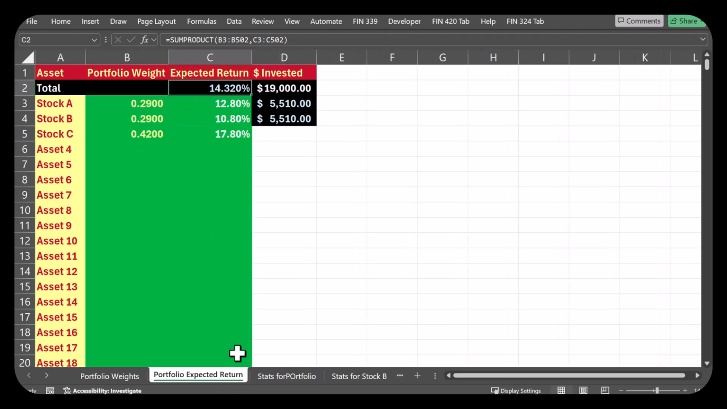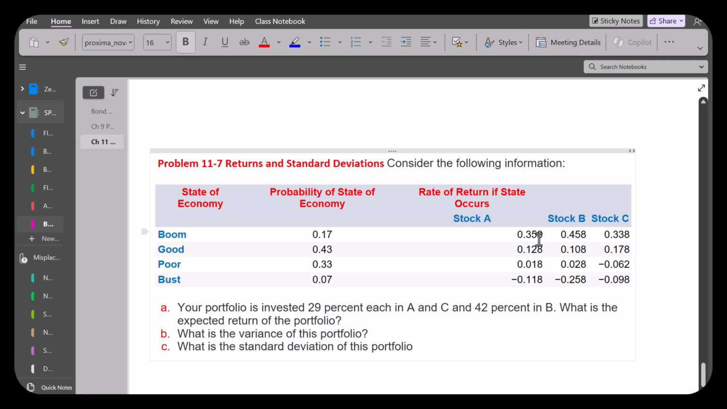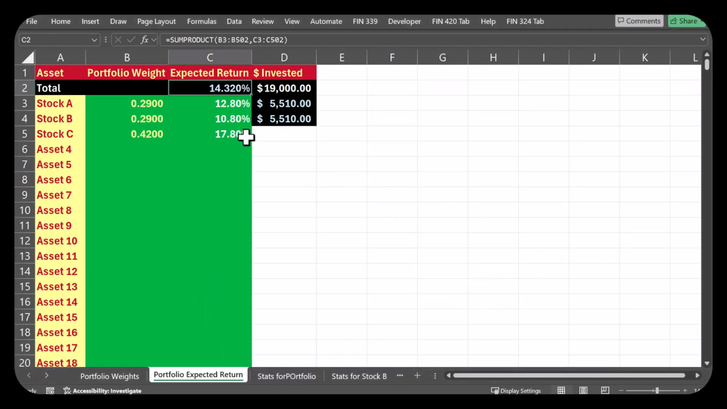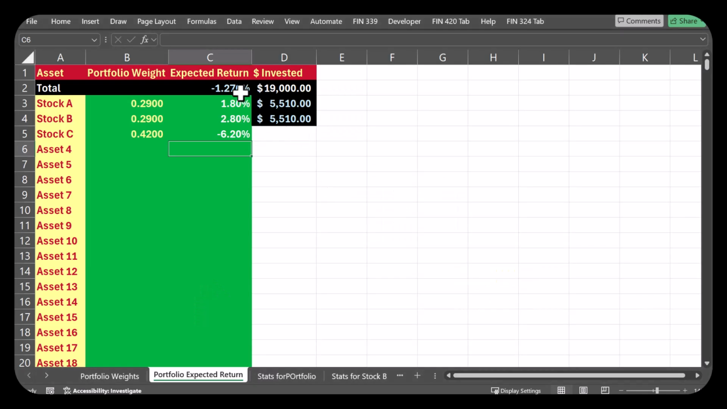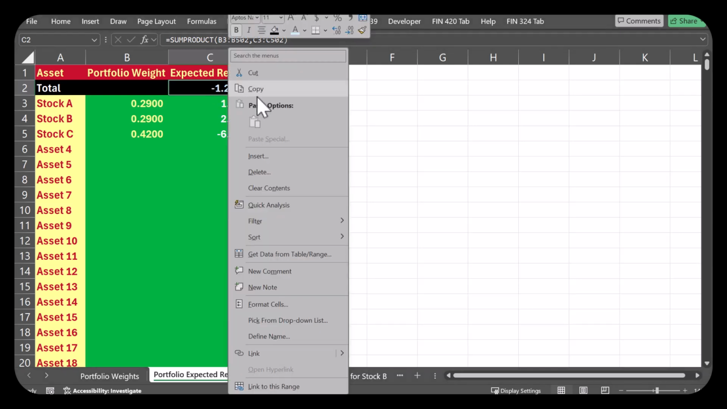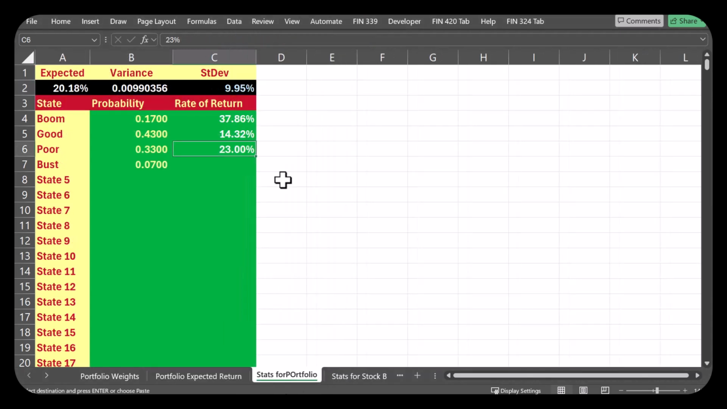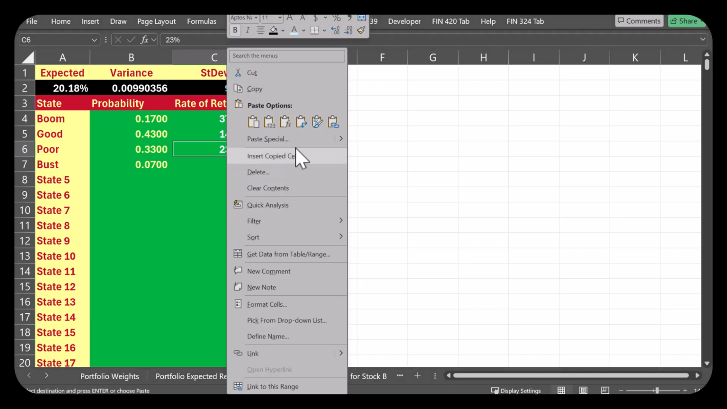Let's do the same thing for the poor case. 1.8, 2.8, negative 0.062. Let's make sure we got it right. Hence, in the poor case, the portfolio is going to return negative 1.27. I can copy and paste the value here.